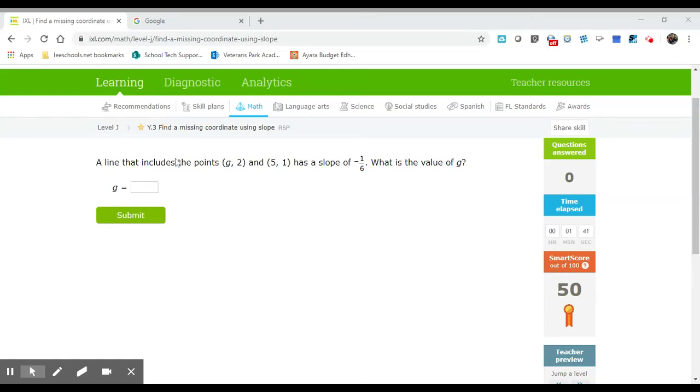Okay, now we are on level 3 on find a missing coordinate using slope. This is RFP on 8th grade IXL. This is Mr. Kane. Let's get started.